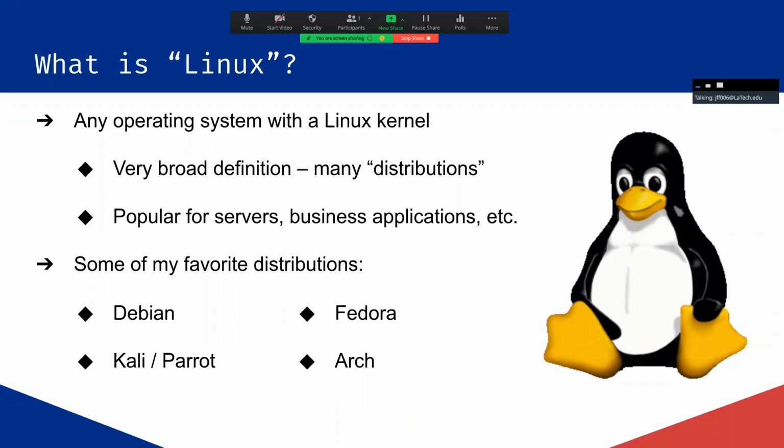The definition of it is pretty broad. It's any operating system with a Linux kernel. You don't really need to know what that means right now. Just know that it's a very broad definition. So there's lots of different Linux distributions, as we call them. It's very popular for businesses and different servers. So as opposed to running Windows 10 on something you'd use just to check your emails or watch YouTube videos, businesses will use Linux to run email servers and web servers and things like that. And that's just a list of some of my favorite distributions that you can check out another time.